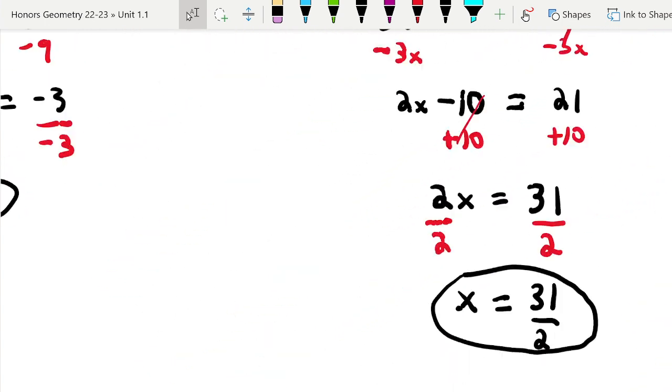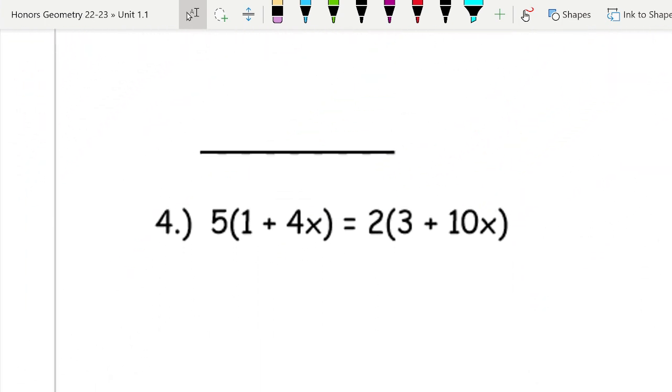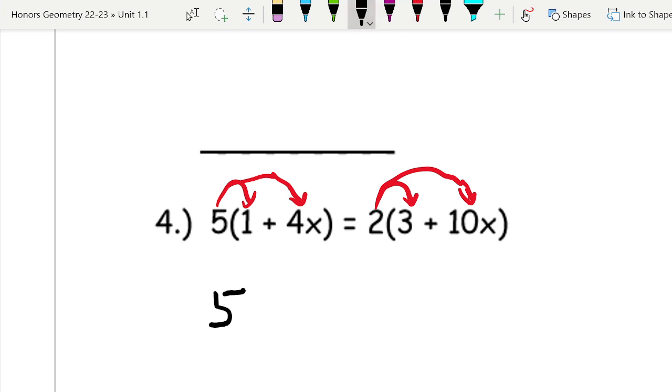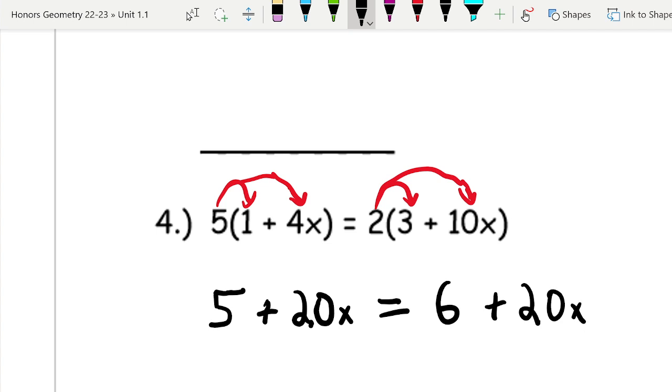Okay. Number 4 looks simple enough to start. We're going to distribute the 5 and the 2. So we end up with 5 plus 20x equals 6 plus 20x.